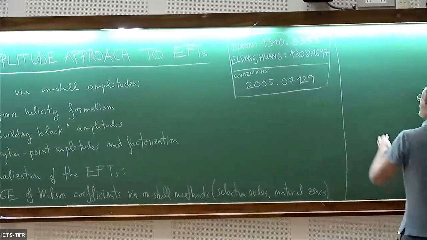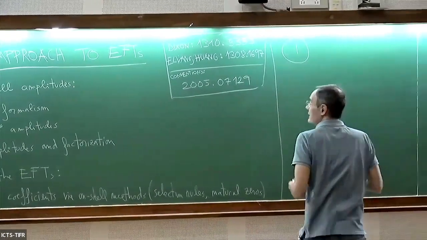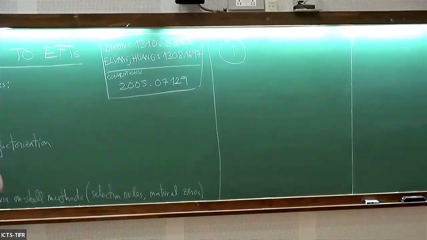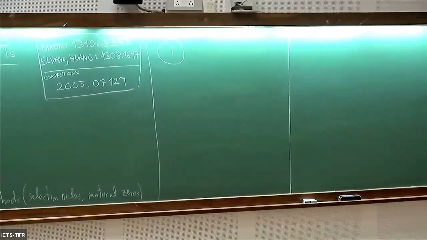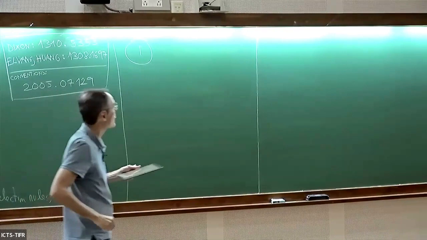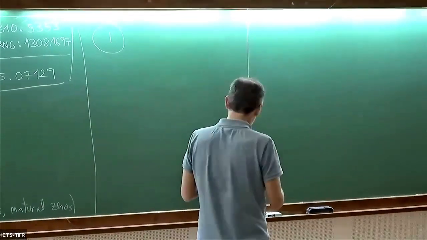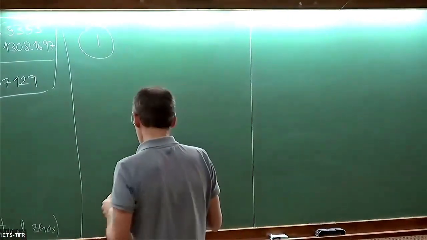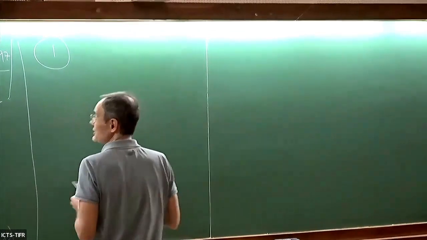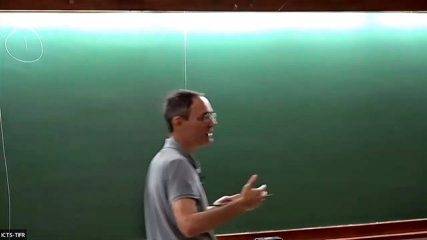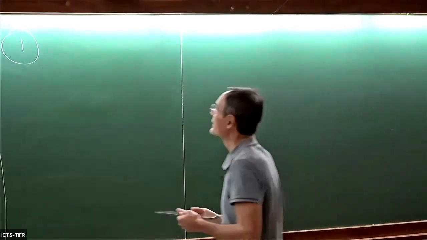Okay, so let me start. What is the idea of defining your effective field theory via on-shell amplitudes? It says replacing what you call your building blocks. What you have done so far is you have a Lagrangian. The Lagrangian is defined by the terms of the Lagrangian that are operators in the quantum field theory.